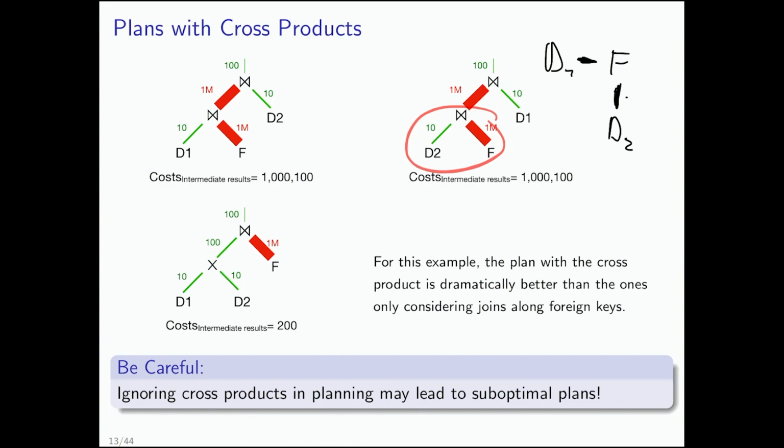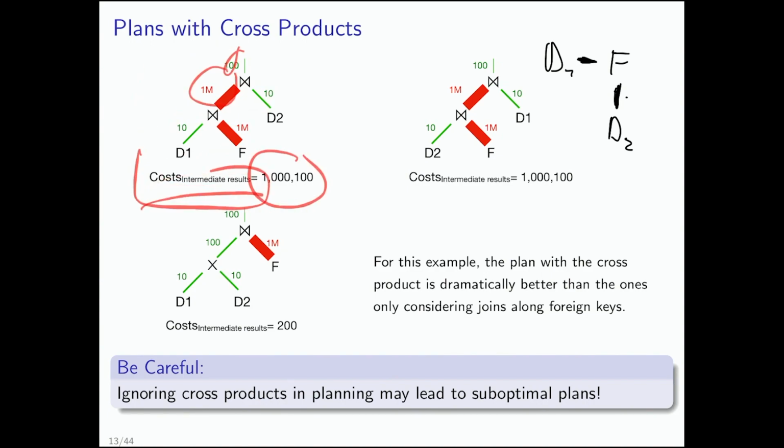So under the cost model we had last time, this cost model that looks at the sizes of the intermediate results, it counts up the number of intermediate results. So here the cost model means I add up the 1 million with the 100, and I get 1 million and 100, same here. 1 million plus 100 is 1 million and 100, versus 100 plus 100 is 200. That's a huge difference. So you found a plan that's way better than the plans ignoring the cross products.